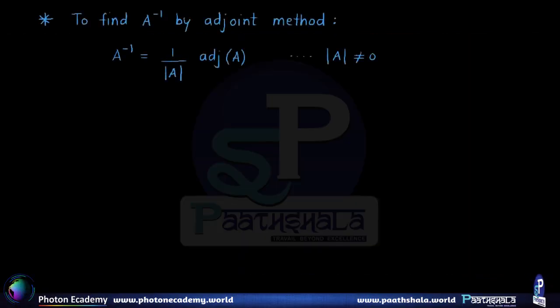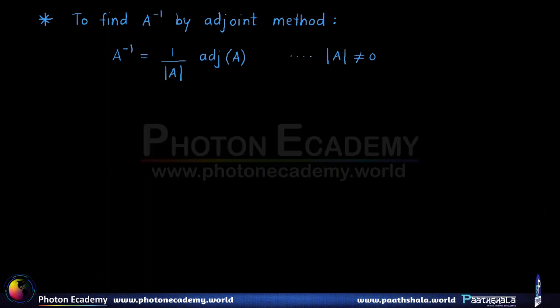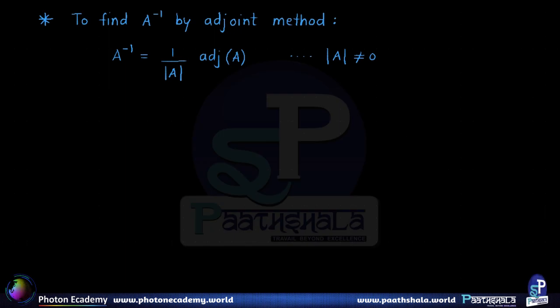Now let us see the procedure to find A inverse by adjoint method. Here the A inverse is given by a direct formula as 1 upon determinant of A multiplied by adjoint of A, where the determinant of A is not equal to 0. We have already seen the process of how to find the adjoint of any given matrix A. So using this formula we can calculate the inverse of the matrix.